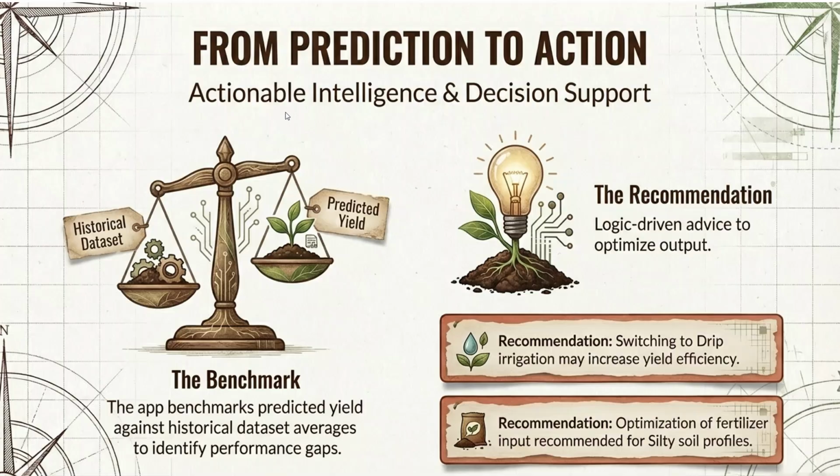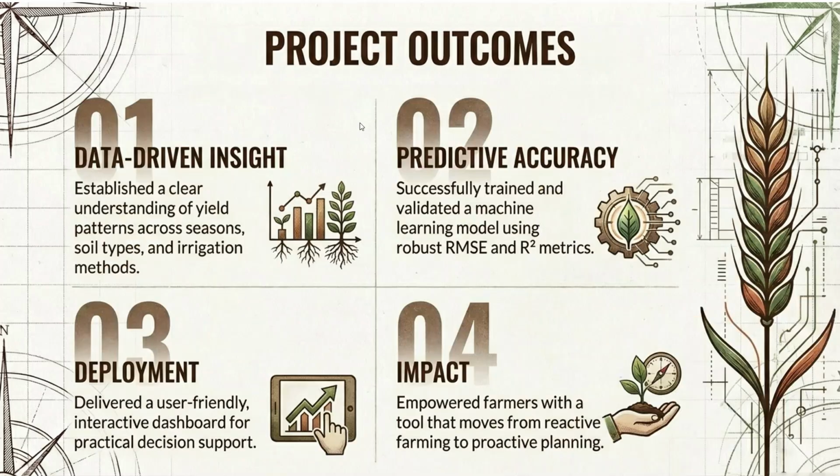Okay, we have already seen the prediction to action: from historical dataset to predicted yield, and their recommendations like switching to drip irrigation may increase yield efficiency, and also input recommendations for soil profiles. We already saw that. The project outcomes are clear data-driven insight into agriculture patterns, a validated machine learning prediction model, a fully deployed interactive web application, and real-world decision support for farmers.